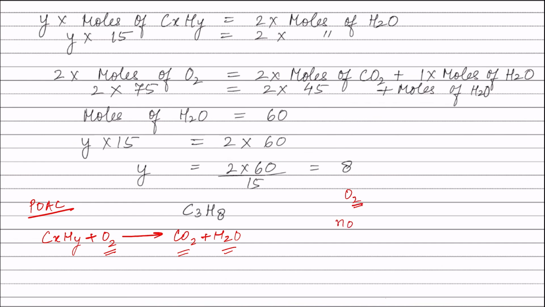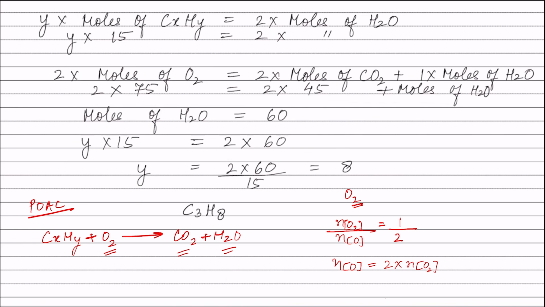So moles of oxygen divided by moles of oxygen atoms will be equal to, if moles of oxygen is 1, then 1 mole of oxygen contains 2 moles of oxygen atoms. So if moles of oxygen is 1, then moles of oxygen atoms will be 2. So moles of oxygen divided by moles of oxygen atoms is equal to 1 by 2. Cross multiplying, moles of oxygen atoms on the reactant side is equal to 2 into moles of oxygen.